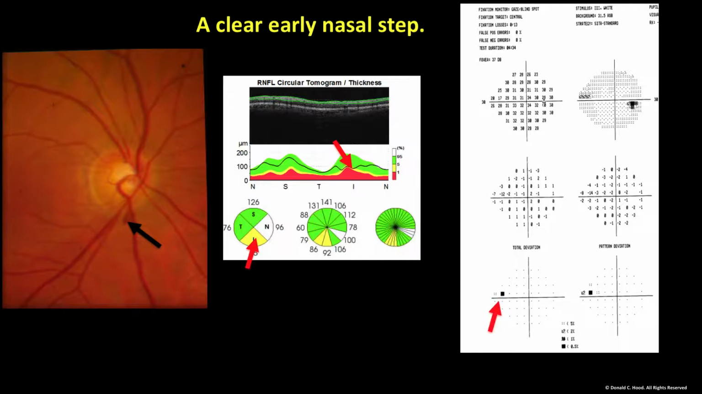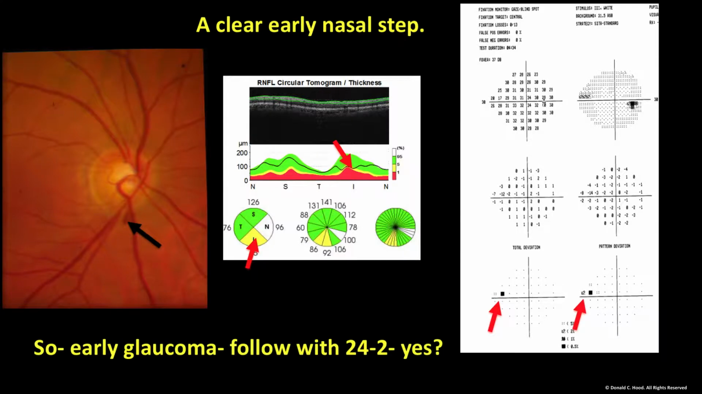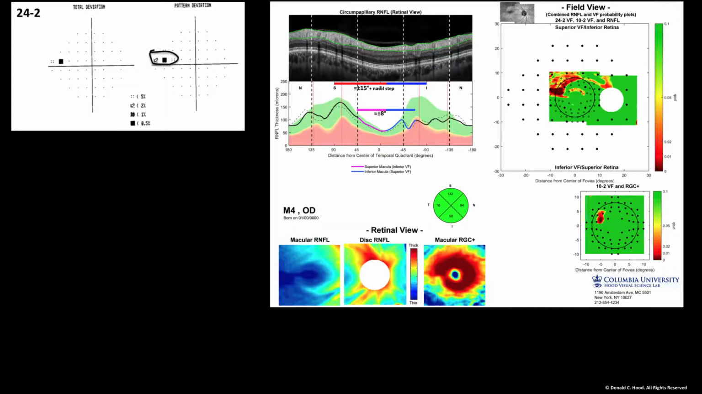That's the regions I was just talking about. Right, so early glaucoma followed with a 24-2, yes? Well, the answer is no, because although there's damage here, and you can see it's probably the sign of this. That's damage here, right? That's at the edge of this 15-degree central, plus or minus 15 degrees. It's right about here, right?